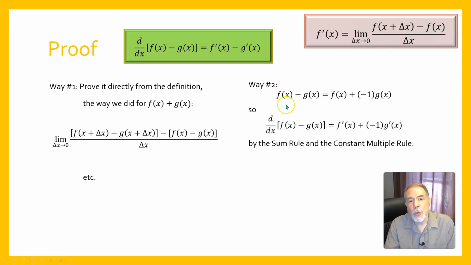Way number 2 would be to think of f of x minus g of x as f of x plus the constant -1 times g of x. And then we've already proven the rule that says the derivative of the sum is the sum of the derivatives, and we've already proved that the derivative of a constant times a function is the constant times the derivative of the function. So that should be enough to prove that the derivative of f of x minus g of x is the derivative of f of x minus the derivative of g of x.